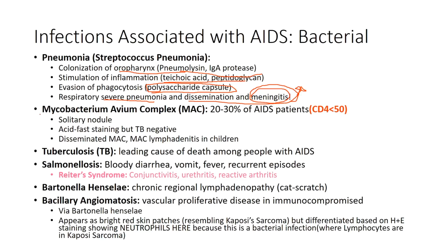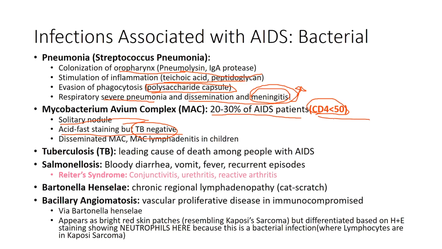And then another infection that's super important is your Mycobacterium avium complex, or MAC complex. About 20 to 30% of AIDS patients actually have this. It's CD4 count less than 50. This is the only thing you should know for CD4 count less than 50. And it can cause a solitary nodule, acid-fast, but however it is TB negative, so it will be a tuberculin negative test. And I actually want to reiterate this CD4 less than 50. They like asking what is the specific 50 for this guy.